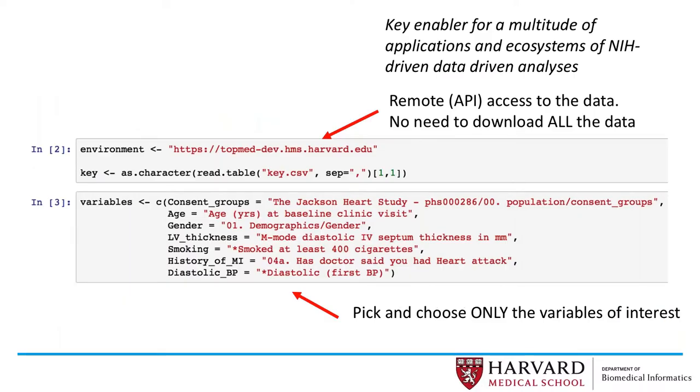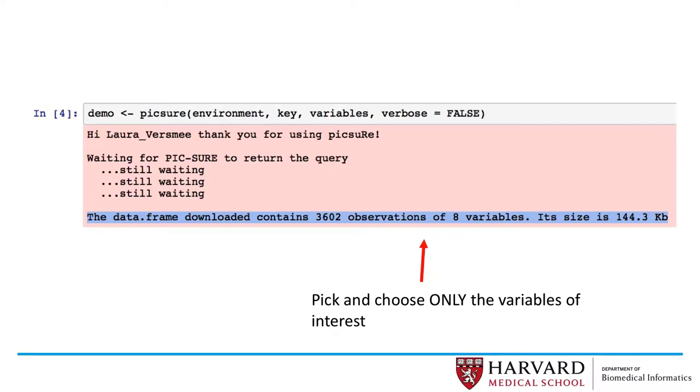And what we mean by the PIC-SURE API, so this is an example showing three slides from the Jupyter Notebook. What we mean by the PIC-SURE API, for example, here, is that we are making access from the URL, the authentication being here, and then I can pick and choose only the variables of interest I want in my analysis. So I don't have to download the full clinical data in the notebook, in the R environment, before running the analysis. Instead of downloading the full clinical data, which is more than 1 gigabyte, in this case I'm only downloading 144 kilobytes because I'm only selecting 8 clinical variables.